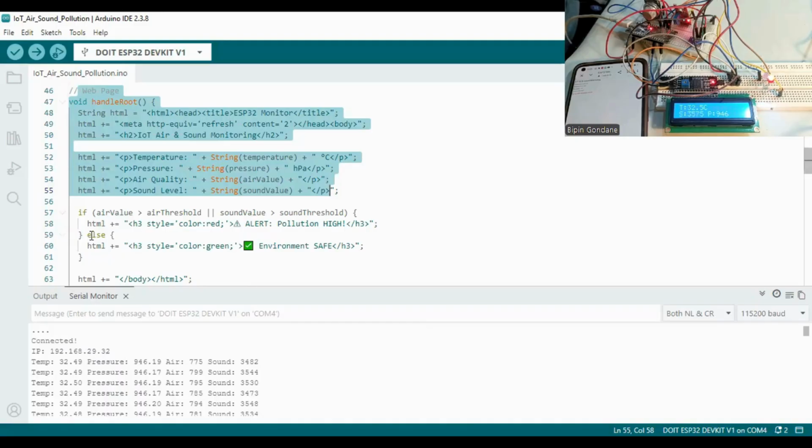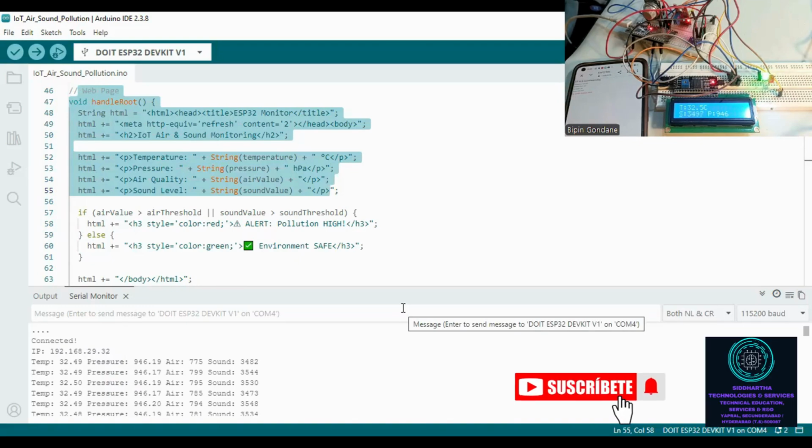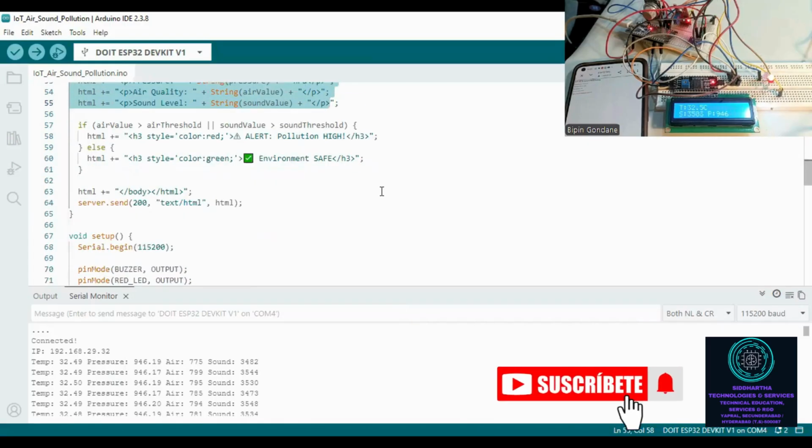But in the serial monitor, this is my serial monitor, you will get all the values, all the parameters. And here also, on the web dashboard, you are getting all the values. I hope you understood this. I will be sharing the codes with you. The rest of the things are very easy, and you can do it. You can name it whatever is required by your project or project guide.